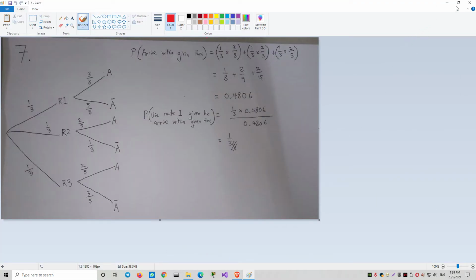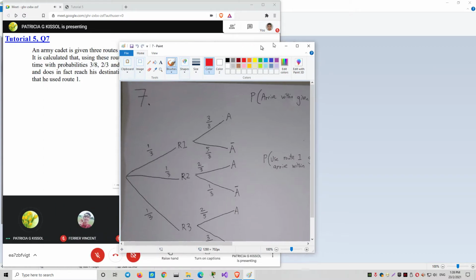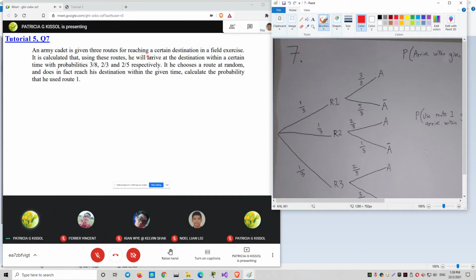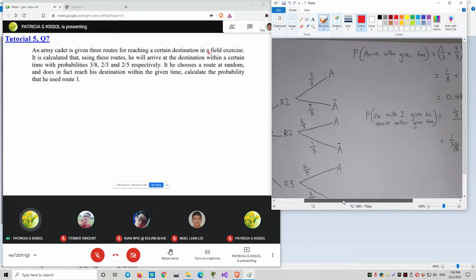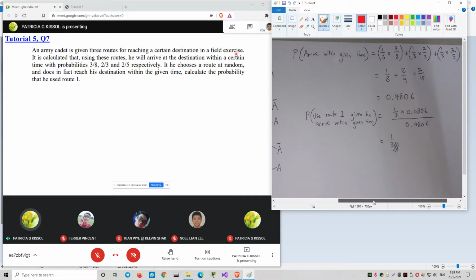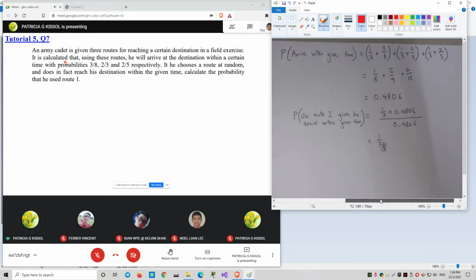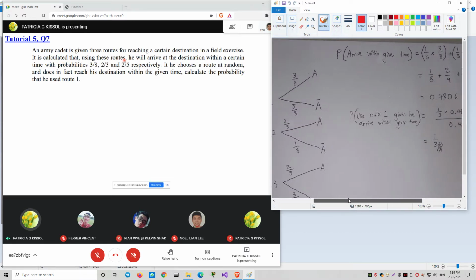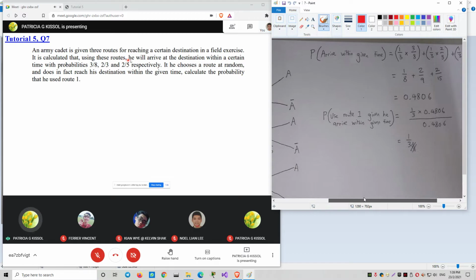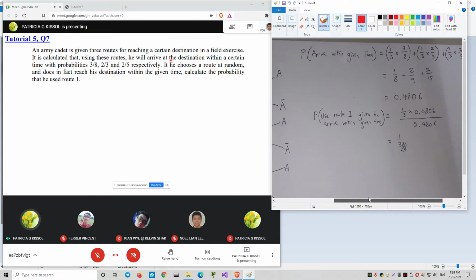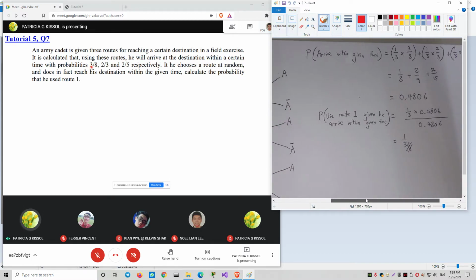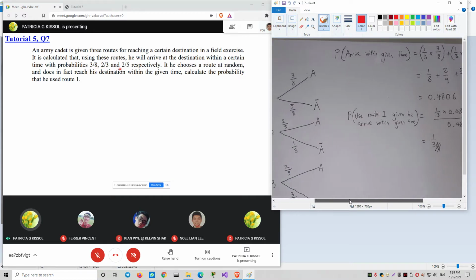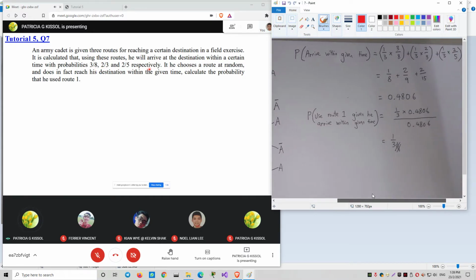Moving on to question number 7. This is about the Army cadet. They are given 3 routes of reaching a certain destination in a field exercise. And what has been calculated, as stated here, is that using these routes, the cadet will arrive at the destination with the probabilities 3/8, 2/3, and 2/5 respectively.